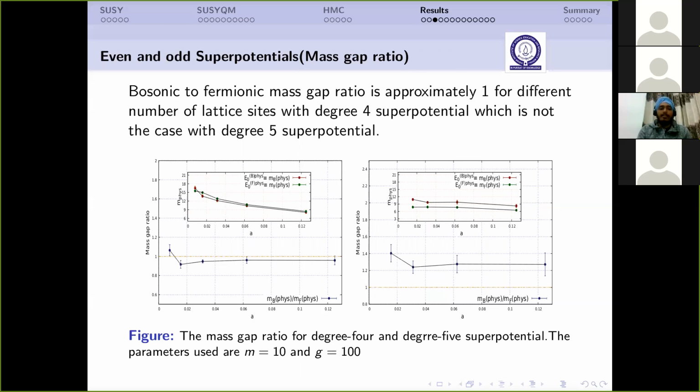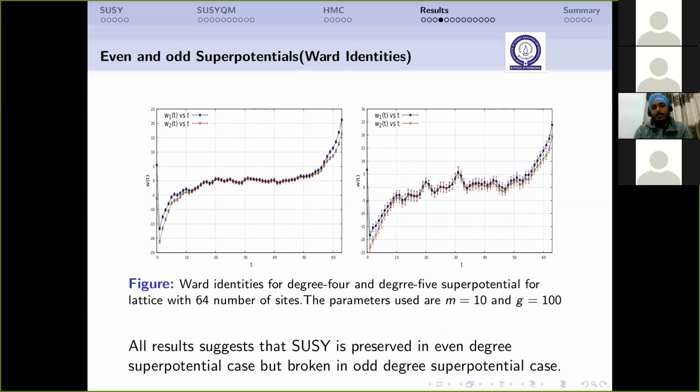And the final thing that we have checked is the Ward identities. We are not seeing that much of an effect in this. The Ward identities are found by combining the bosonic and fermionic correlation functions, and just adding and subtracting those, we get two Ward identities, namely W1 and W2 in these figures.